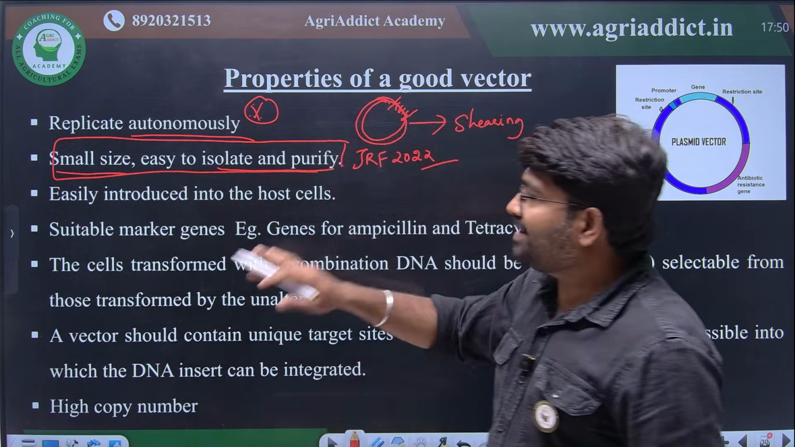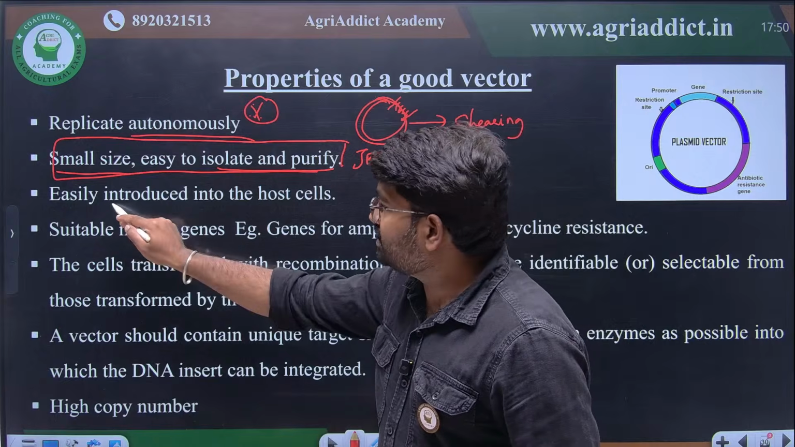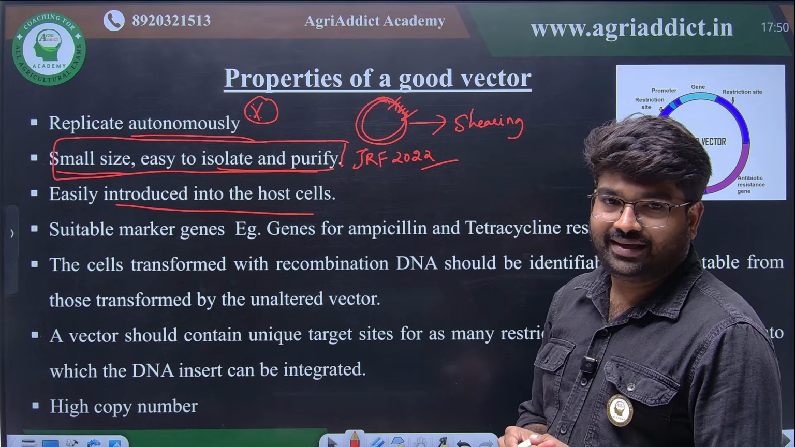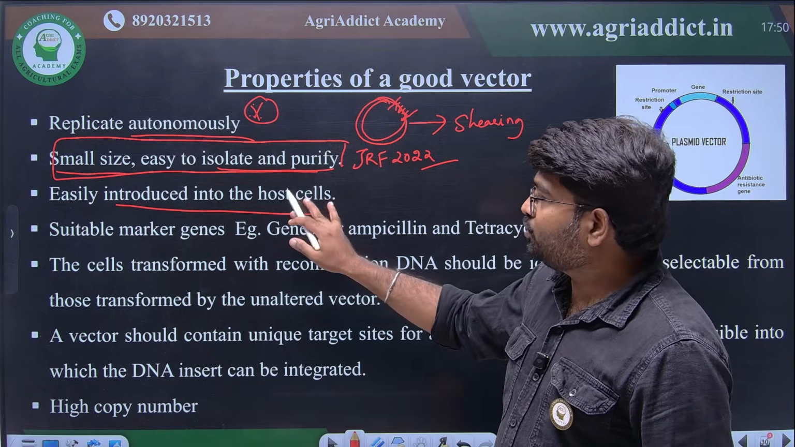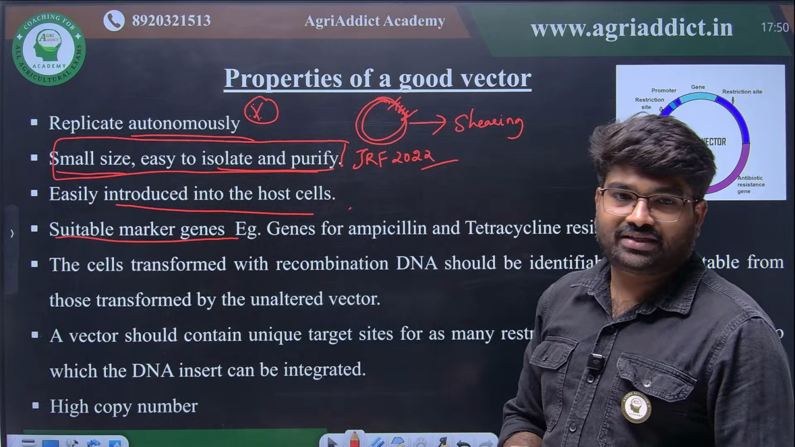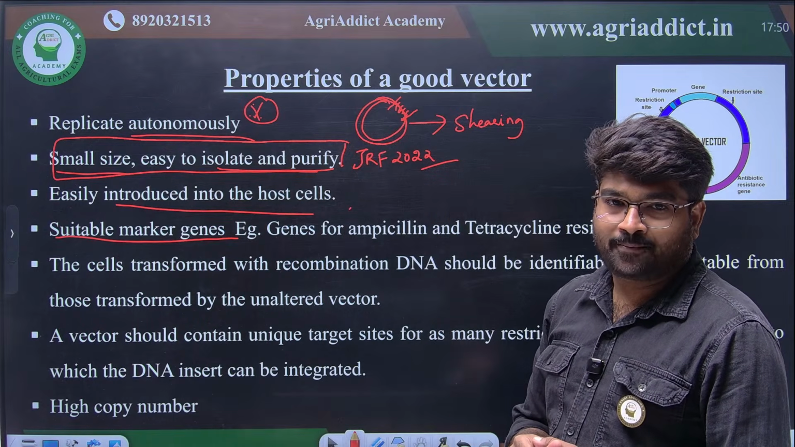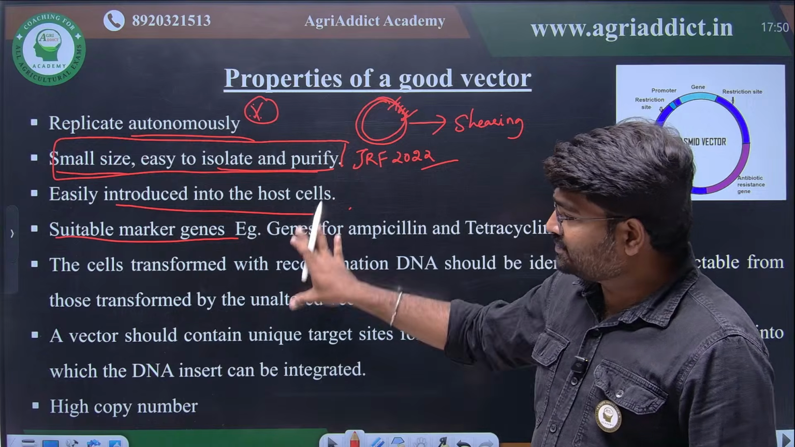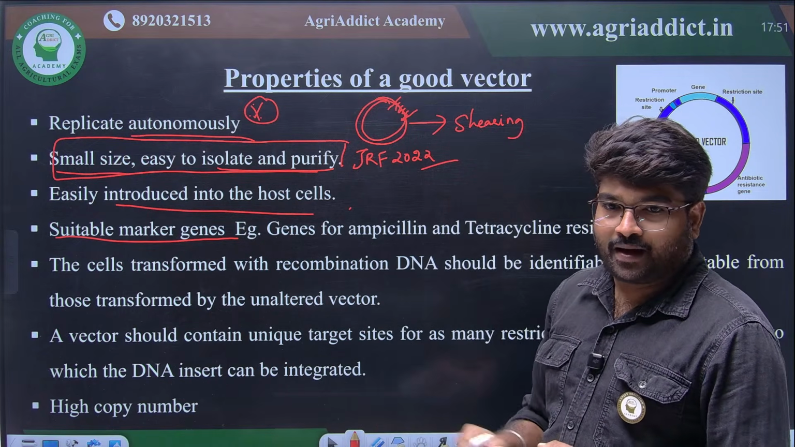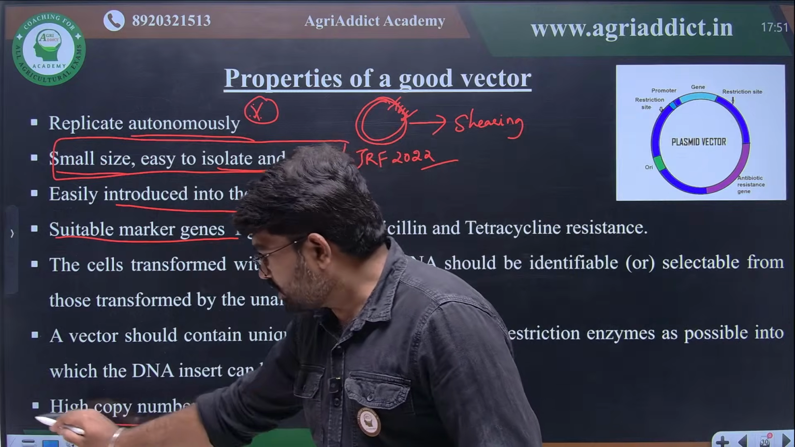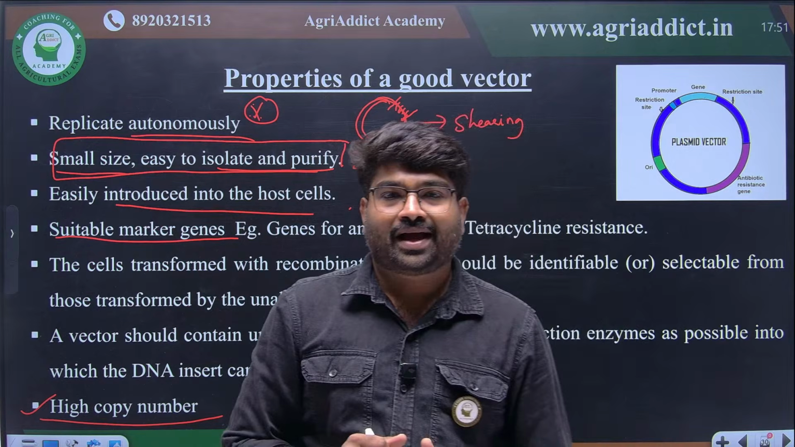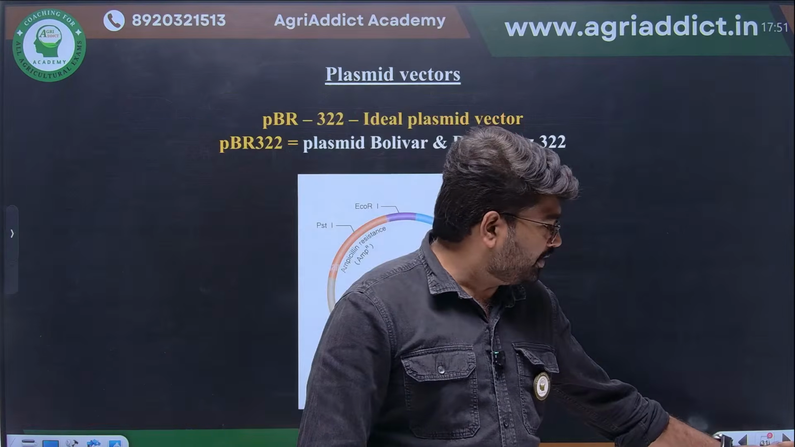Another important thing is that it should be easy to introduce into the host cell. Then selectable or suitable markers should be there. These are the desirable characteristics of a good vector. And most importantly, it should also have a high copy number. We are going to see them one by one.